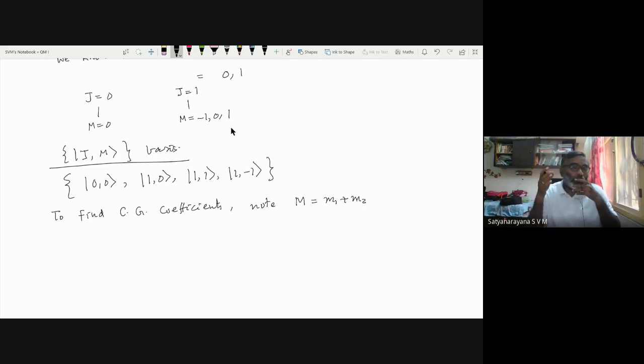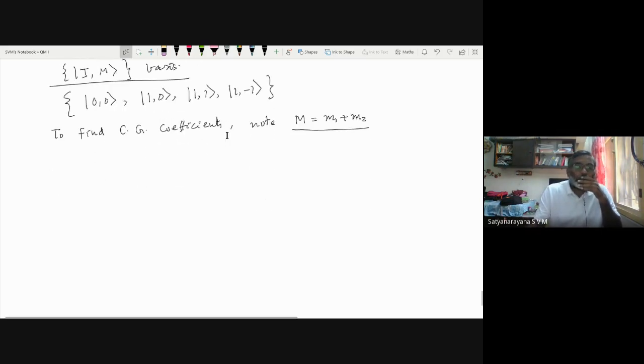Because capital M is what? The projection of the total angular momentum along the Z axis, and m1, m2 are projections of J1 and J2. So when you add them, these projections have to also get added up. So capital M is equal to m1 plus m2. Now this will simplify our job to some extent. So let me tell you how we do it. I will try to give a geometrical trick.